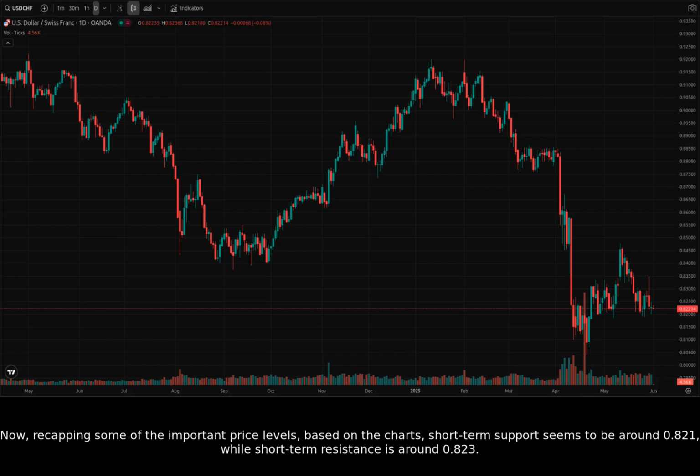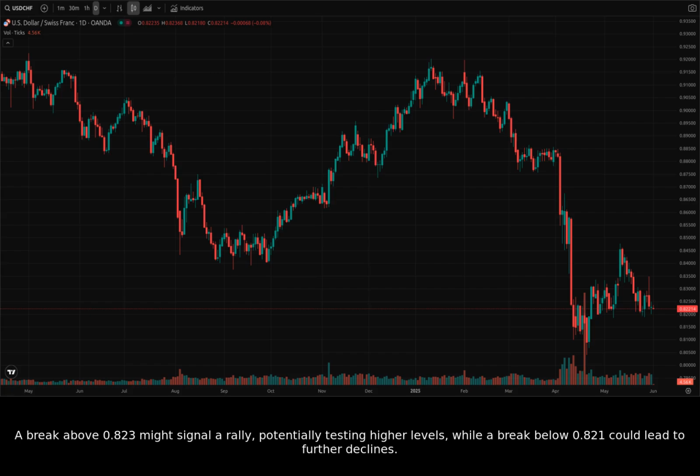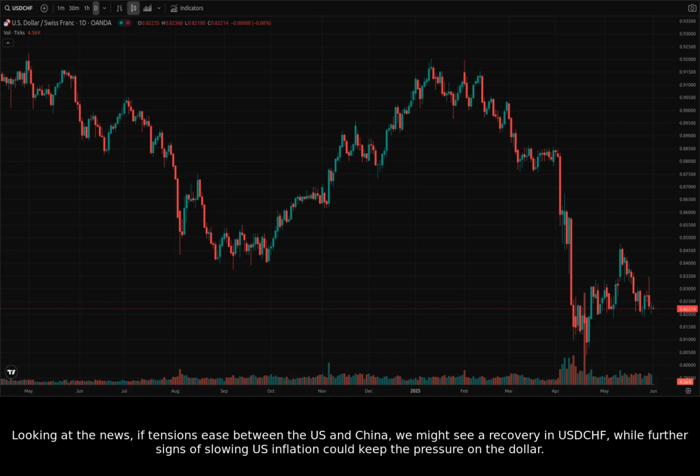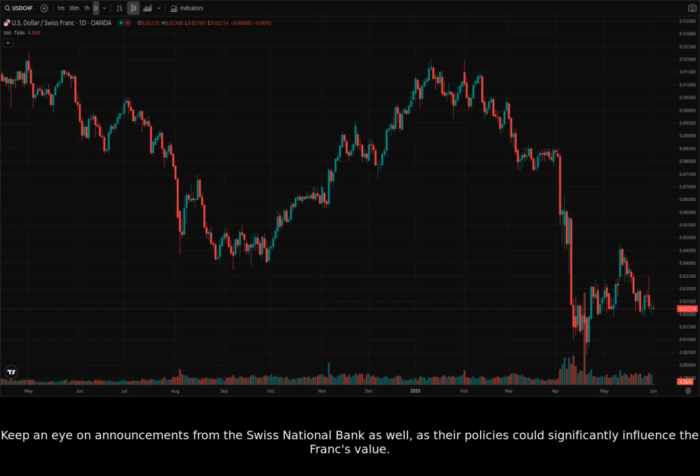Now, recapping some of the important price levels based on the charts, short-term support seems to be around 0.821, while short-term resistance is around 0.823. A break above 0.823 might signal a rally, potentially testing higher levels, while a break below 0.821 could lead to further declines. Looking at the news, if tensions ease between the US and China, we might see a recovery in USDCHF, while further signs of slowing US inflation could keep the pressure on the dollar. Keep an eye on announcements from the Swiss National Bank as well, as their policies could significantly influence the franc's value.